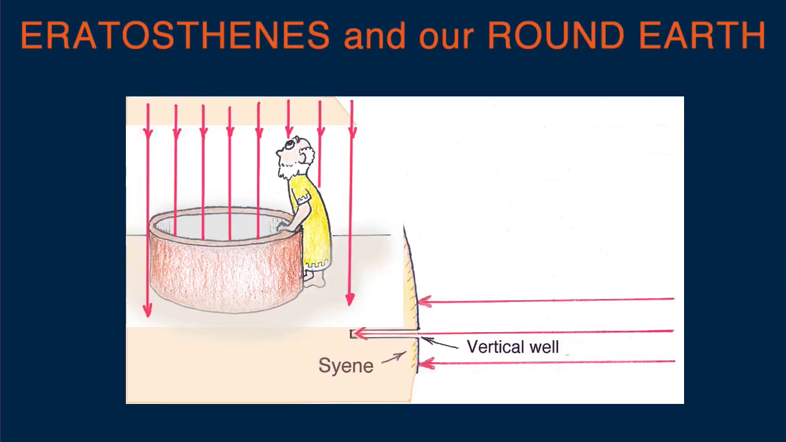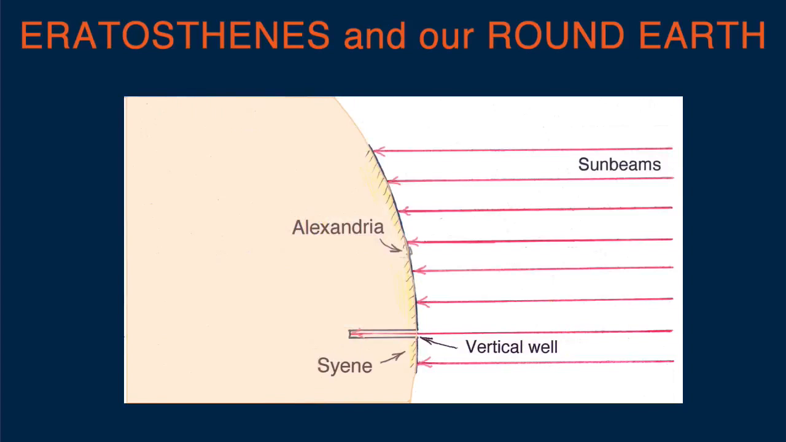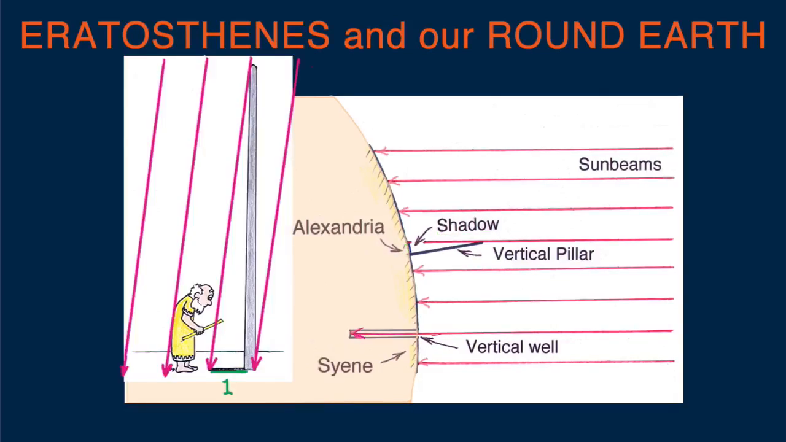He correctly assumed that the rays from the very distant sun are essentially parallel to one another by the time they reach Earth. So when the sun is directly overhead in Syene, it is not directly overhead in Alexandria, as evidenced by the shadow cast by a tall vertical pillar there. He measured the shadow and found it to be 1/8 the height of the pillar. Said another way, at this special time, the pillar was 8 times taller than the shadow it cast. This corresponds to a 7.2-degree angle between the pillar and the sun's rays.